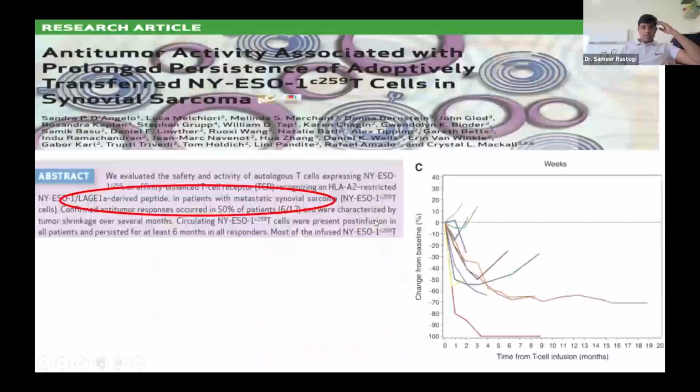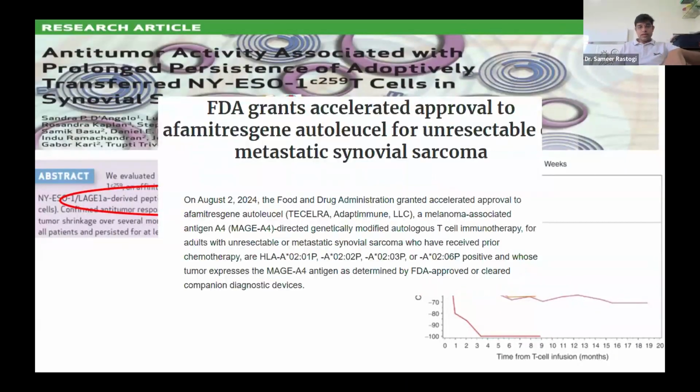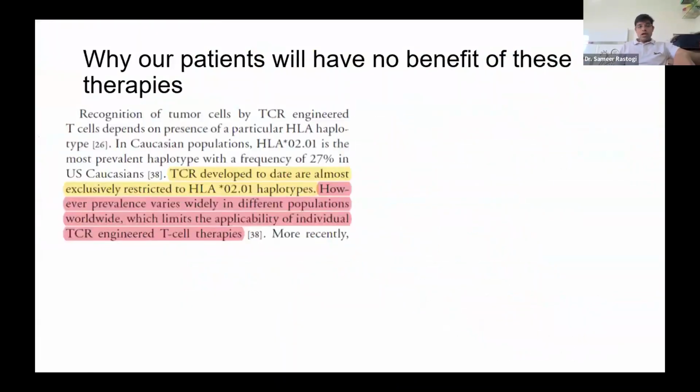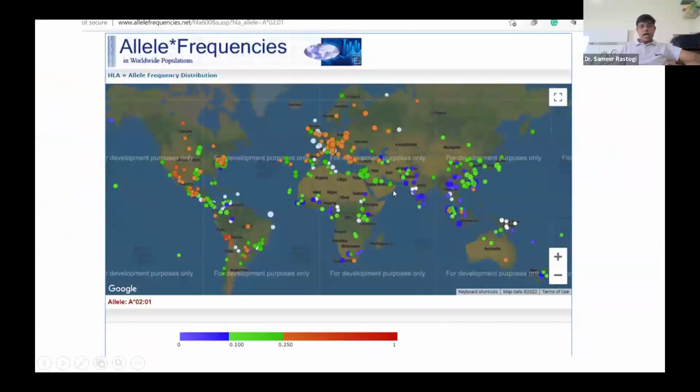So why is this not relevant? Because this is HLA restricted, and whatever 50% sustained response, it is found in the HLA-A02 restricted population. This is the FDA approval for MAGE-A4 T cell therapy, and this is the map where HLA-A02 is mapped as per prevalence. You can see in Caucasians, it is found in almost 50% of people. However, in our population, it is hardly found. So far, whichever patients we got it done in, HLA-A02 has come negative.